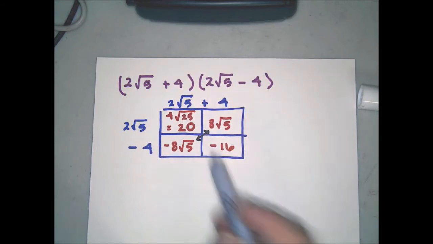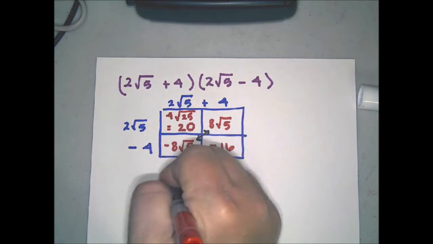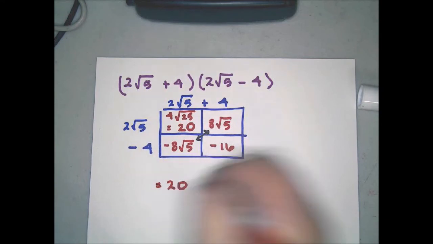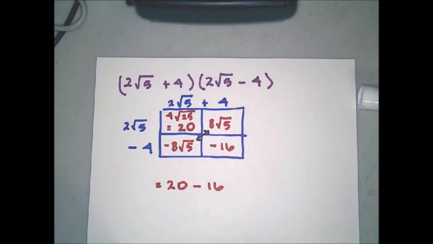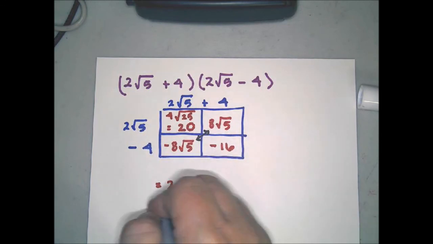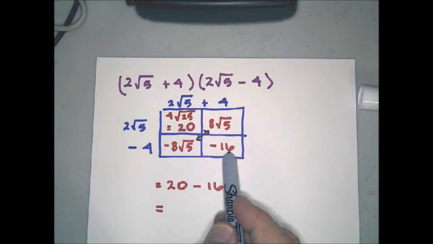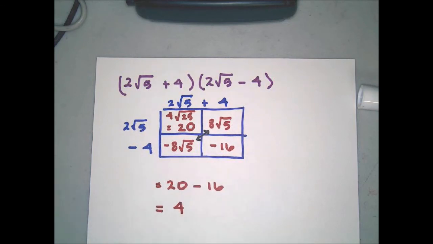So all we end up with is the first term, which would be 20, minus 16. So we're just going to combine those two terms, whatever 20 minus 16, or 20 plus negative 16, if that's the way you want to look at it. But the end result is this 20 minus that 16, which gives you 4 as your answer.